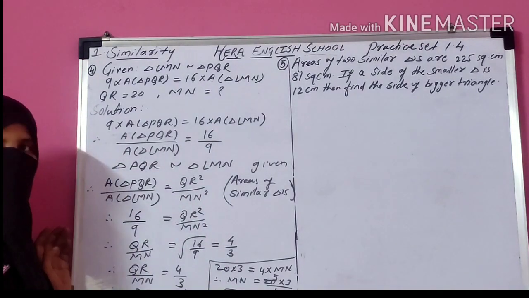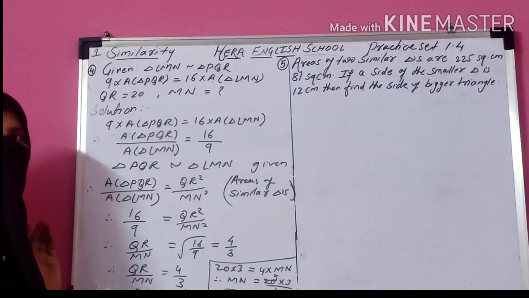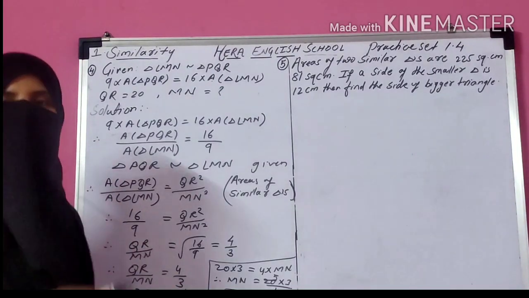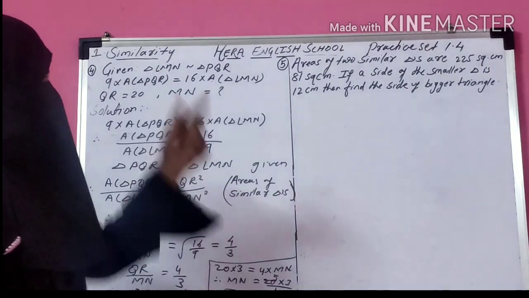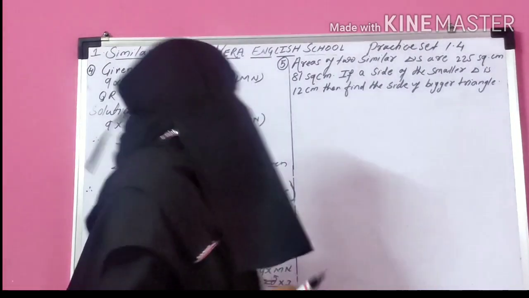This is your question number 4. Easy question. This type of question is also there in solved examples. Practice that question also. Now move to question number 5.